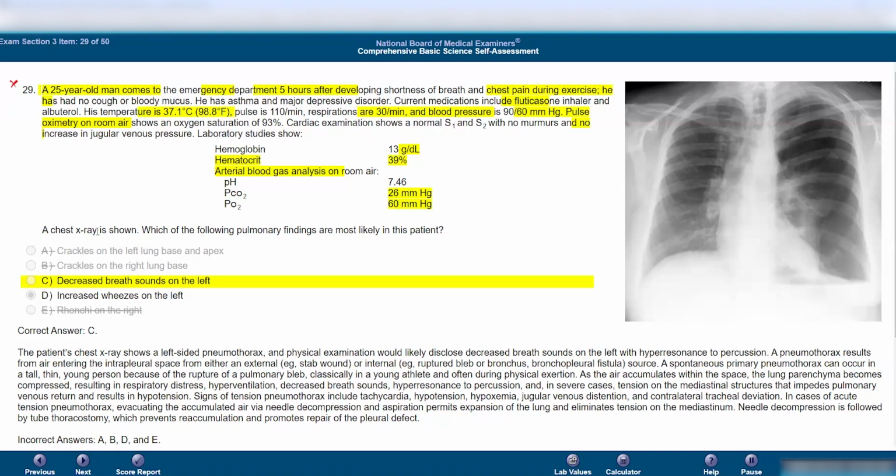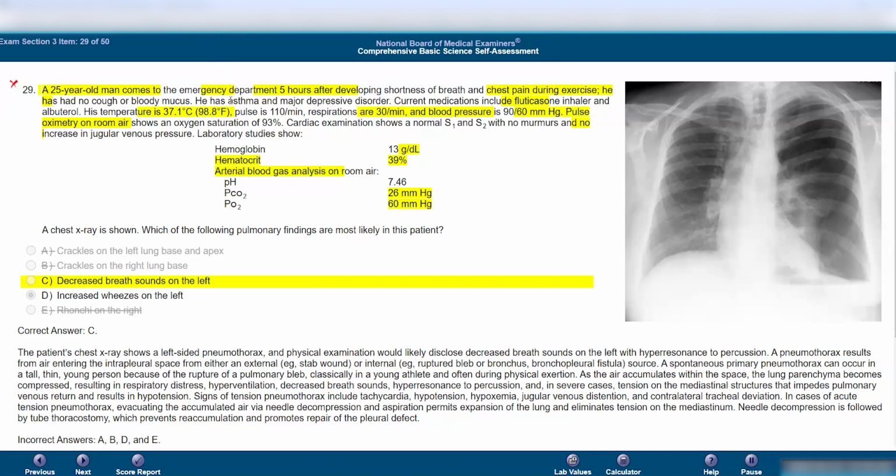Okay, now if I look at it, I'm thinking there has to be some issue with ventilation. I remember looking at fluticasone and albuterol, and I was thinking those are kind of asthma medications.